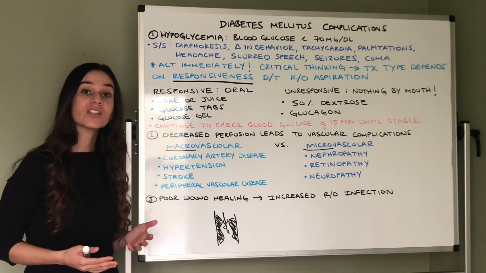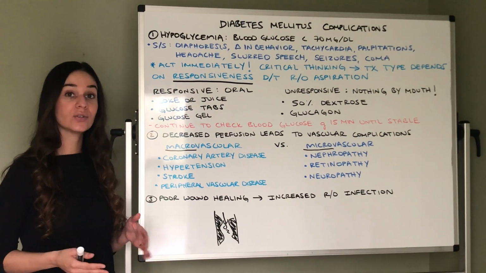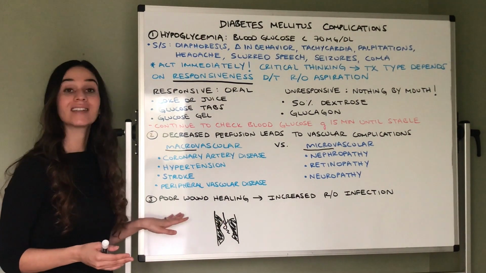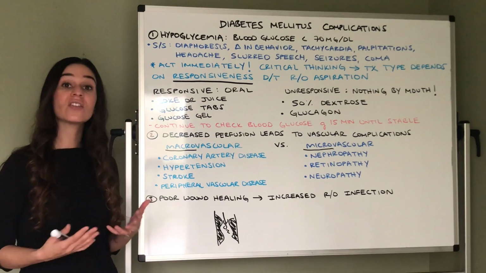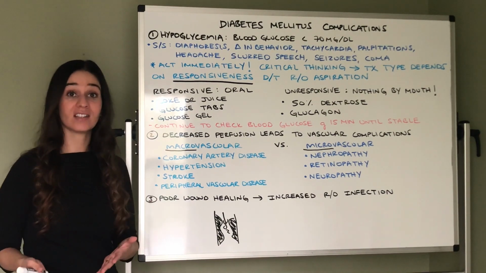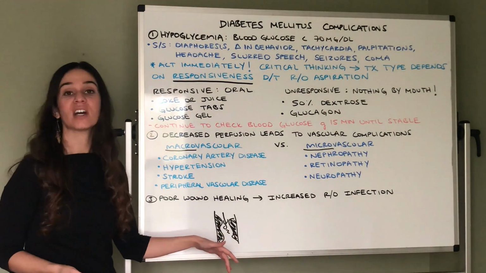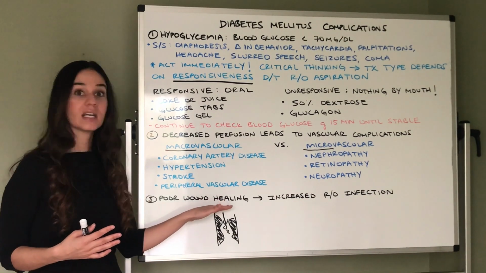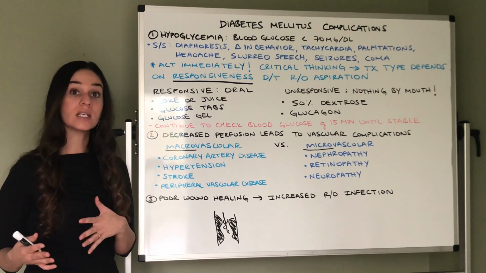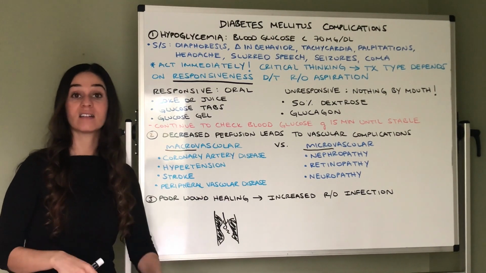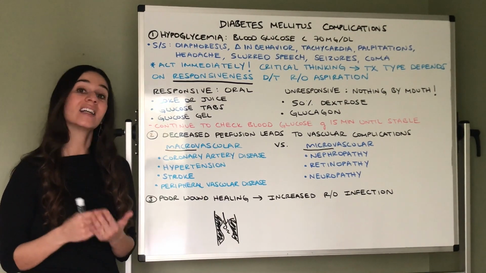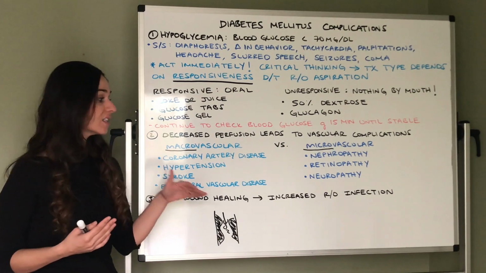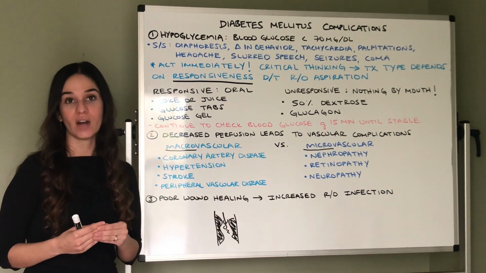And another complication we need to think about related to decreased perfusion is skin. Again, if you have decreased oxygen circulating to the skin related to all that glucose or plaque or cholesterol buildup, it could lead to poor wound healing. So if a diabetic client does get a cut, let's say on their leg, it could heal much more slowly, and it can dramatically increase the risk of infection.